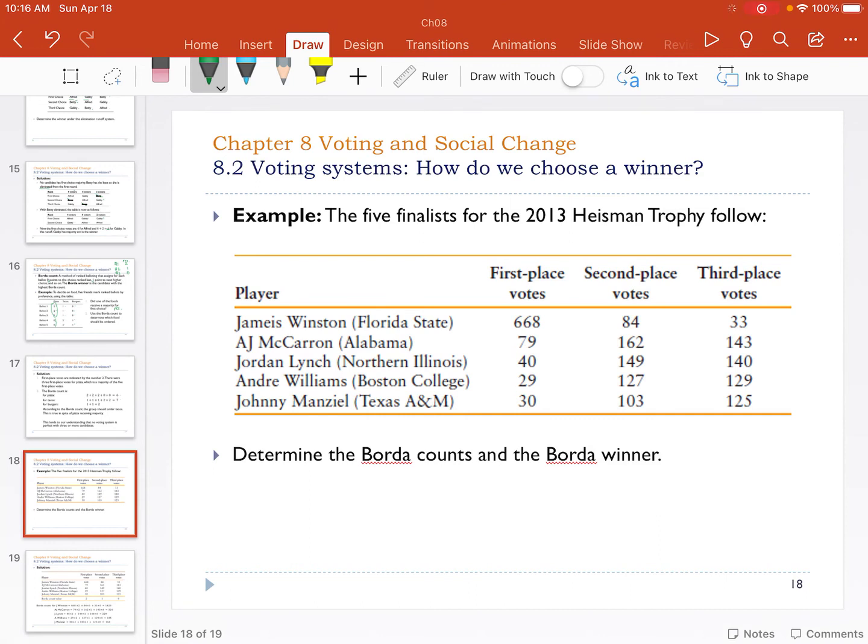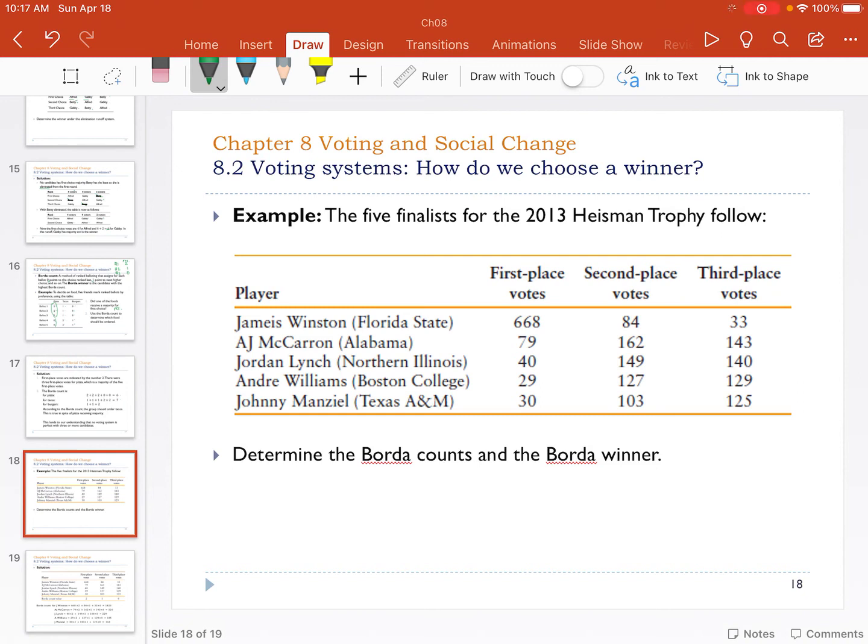Okay, let's take a look at another example here. And you can find the more up-to-date 2016 Heisman Trophy in the book. This one, however, is the 2013 Heisman Trophy, in case you follow this kind of thing, and a lot of people do, college football. You can see how the first, second, and third place votes were counted. Now, there may be more votes than this. I'm not quite sure. I know Baseball Hall of Fame has several more votes besides this, but let's just take a look at this one.